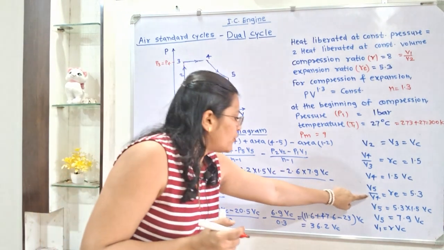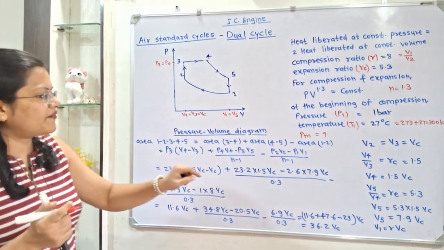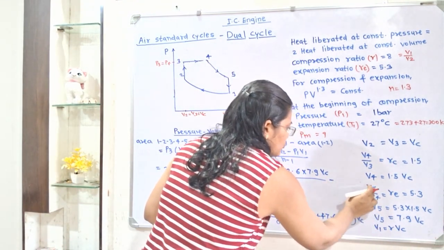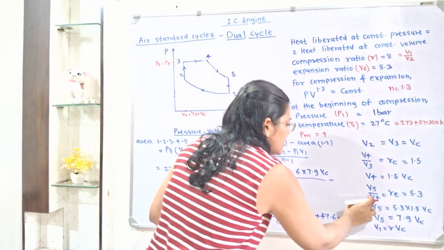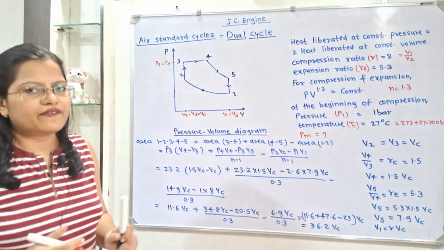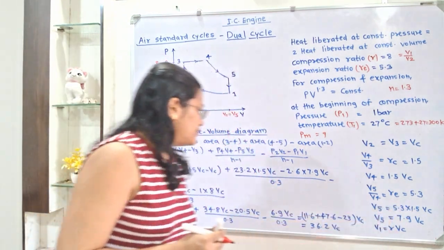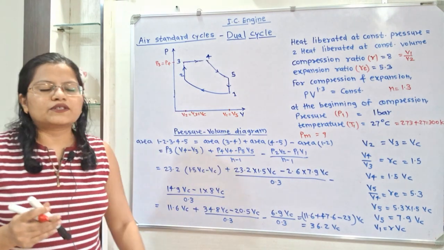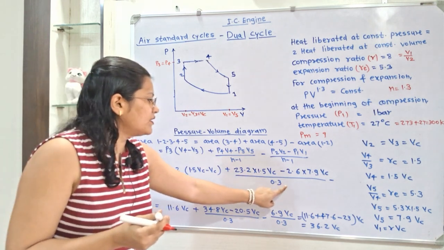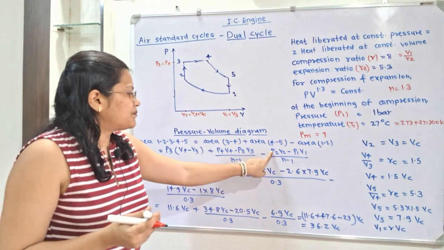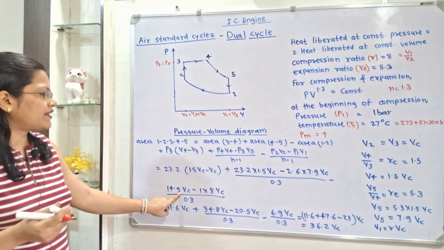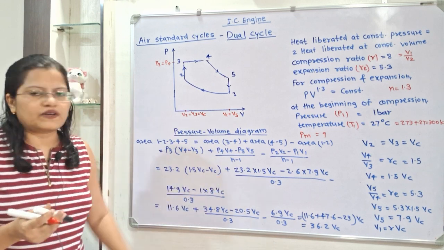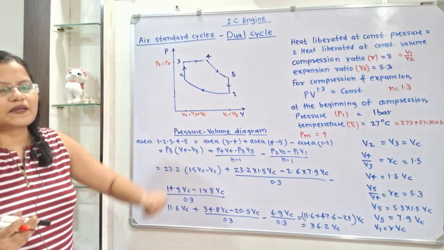But this V4 is known as 1.5 Vc. Now we will multiply this to calculate V5. So V5 is equal to 5.3 multiplied by 1.5 Vc, so we will get 7.9 Vc. So I will put here 7.9 Vc divided by n minus 1. So n is 1.3, so 0.3, minus P2 V2. So P2 is 14.9 and V2 is known as Vc. So we will put as it is, minus P1 V1. So P1 is 1 bar, that is mentioned in the question.